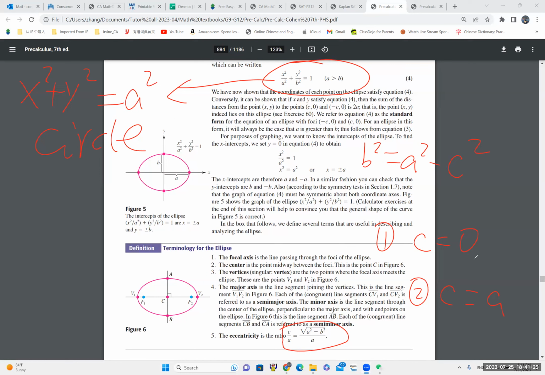Okay, another case. If C equal to A, then B is 0. Then what can we get? If B is 0, then we get x squared just equal to A squared, right? Then x equal to positive negative A. In this way, it just means this ellipse has shrunk to one dimension, so it goes to just a line, or just 2 points. That means it's not an ellipse anymore.